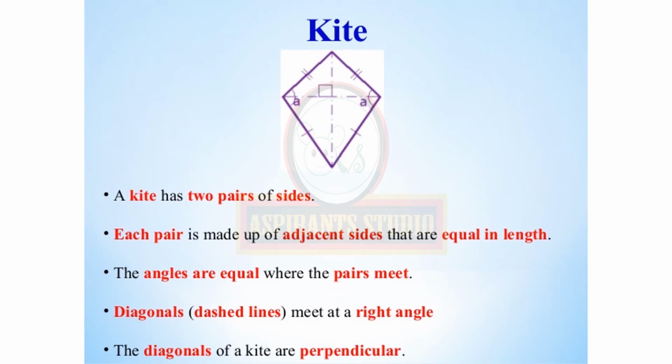A kite has two pairs of sides. Each pair is made up of adjacent sides that are equal in length. The angles are equal where the pairs meet. Look at the figure, you can see the angles are equal where the pairs meet. Diagonals, which are shown by the dashed lines, meet at a right angle. The diagonals of a kite are perpendicular.